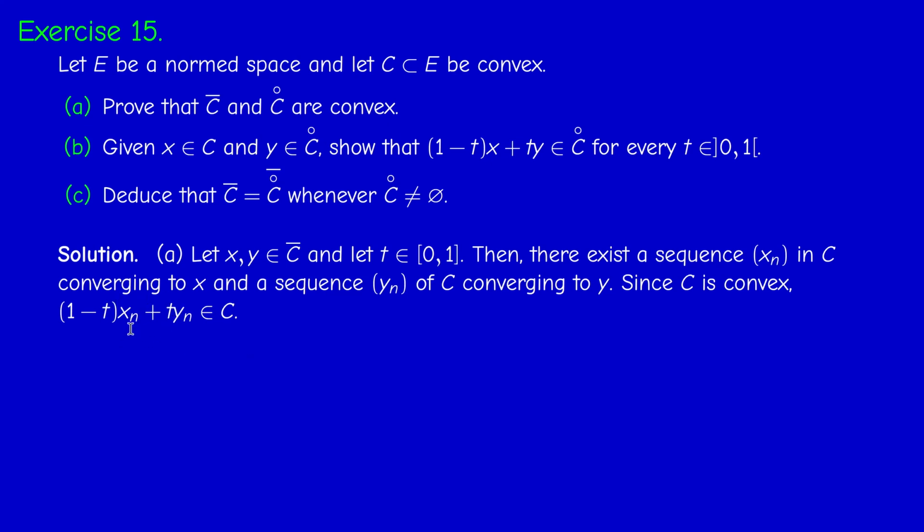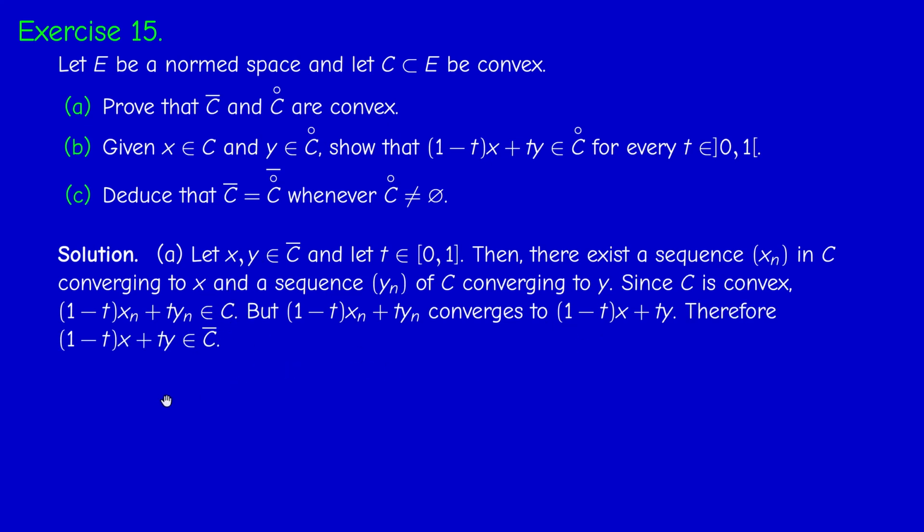Now, since xn converges to x and yn converges to y, this convex combination converges to (1 minus t)x plus ty. This is the continuity of the elementary operations. If xn converges to x, any multiple of xn converges to the multiple of the limit, and same thing for the sum. So the limit must be where? In the closure. So that's it. This is very easy. Any convex combination of x and y is in C bar. So C bar is convex. This is pretty straightforward.